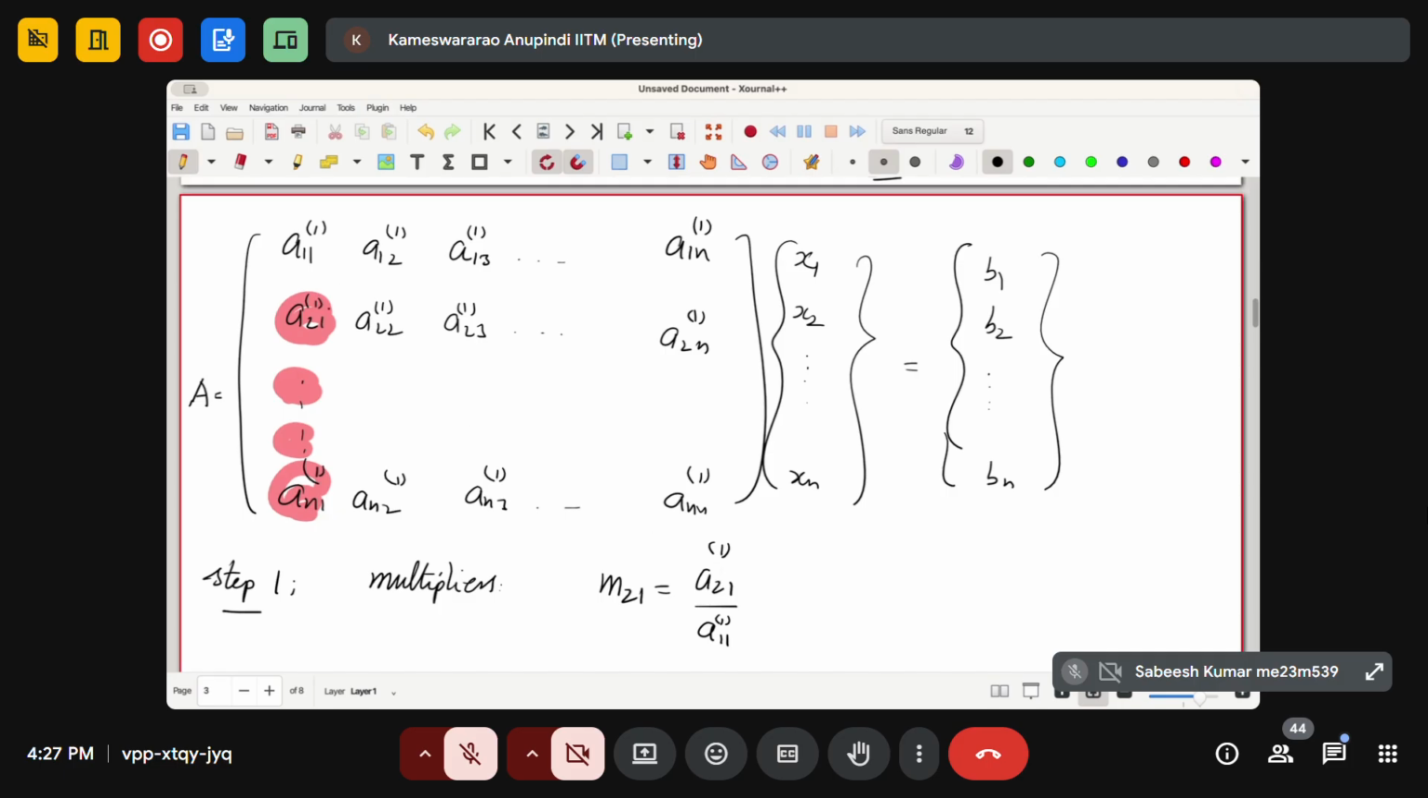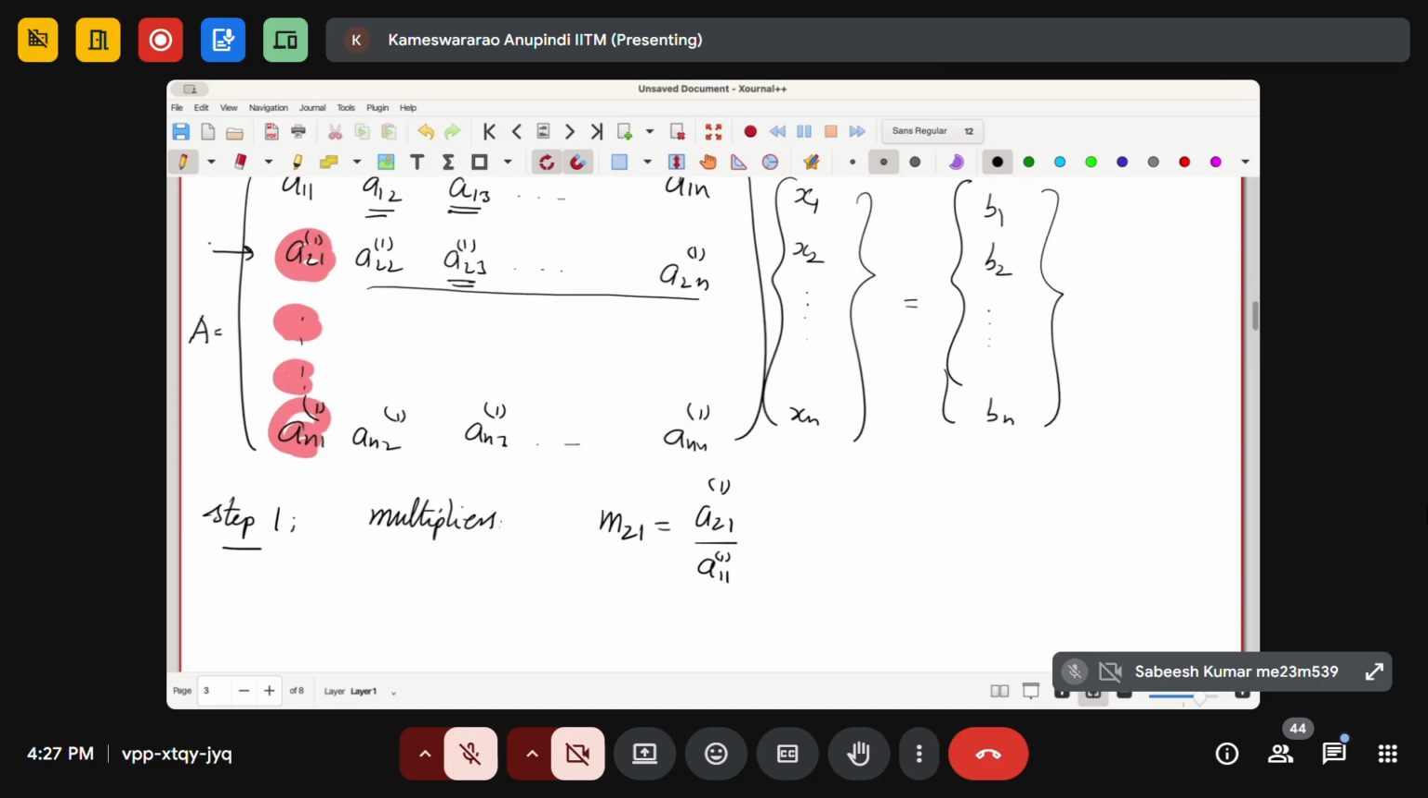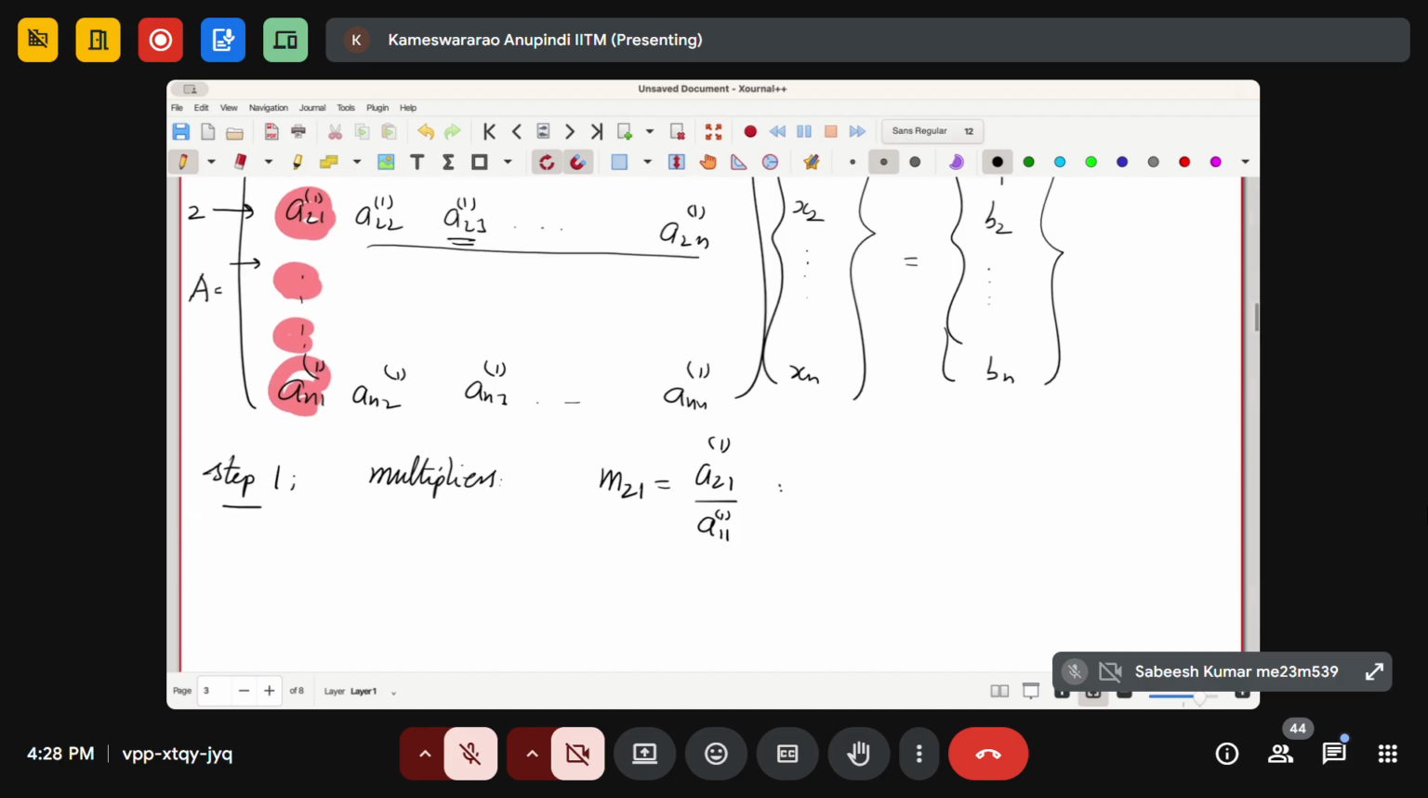So I'll take m21 and perform a row operation, and this will become 0, and all other values will be something else, because they will be a22 minus m21 times a12. Similarly, a23 minus m21 times a13 and so on. That's what my operation is going to do. Once I'm done with this second row, I will define another multiplier, m31, which is a31 upon a11.